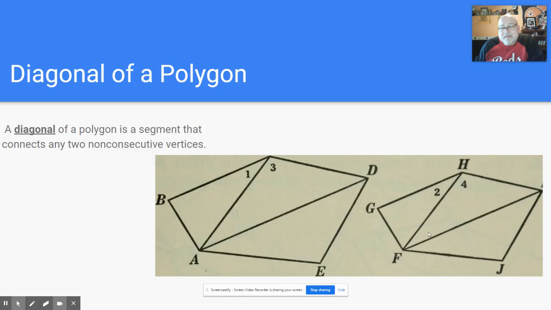Take a look at this one. F to H is a diagonal because it connects two non-consecutive vertices. And if you notice, when we draw in the diagonals, all the ones from one particular vertex, we've broken the polygon up into different shapes that we should recognize. Triangles.